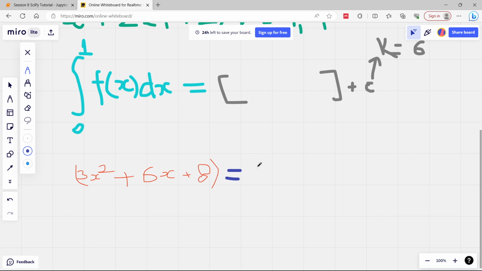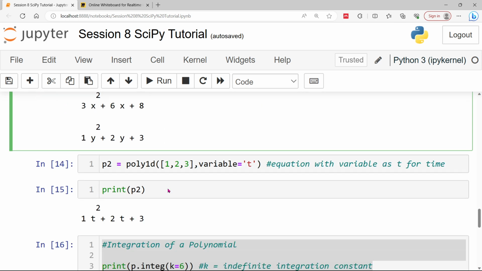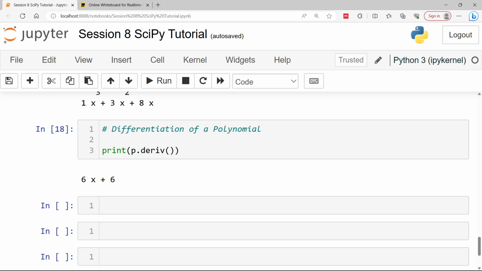So here we will have 6x as the first term, right? This is the derivative of the first term. The derivative of the second term would be 6, and 8 will be 0. So the derivative of a constant term is 0. So the remaining part here is 6x plus 6, right? So here we will obtain 6x plus 6, which is simply the derivative part here, right?